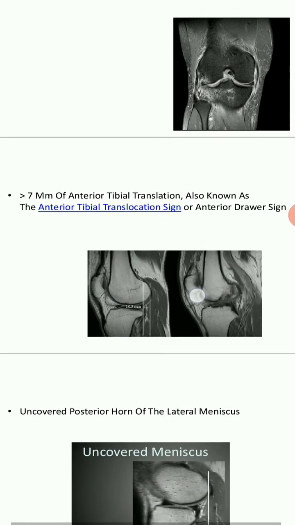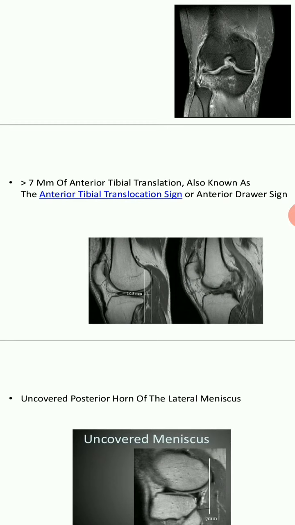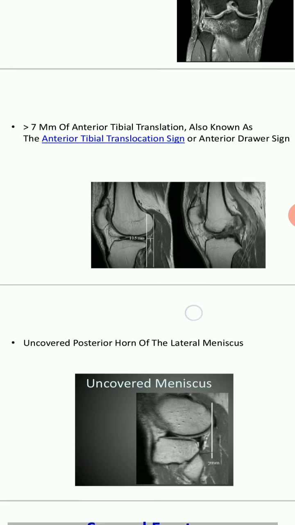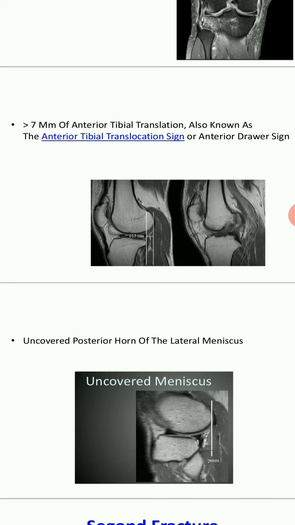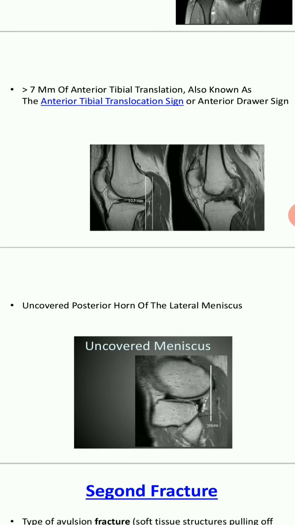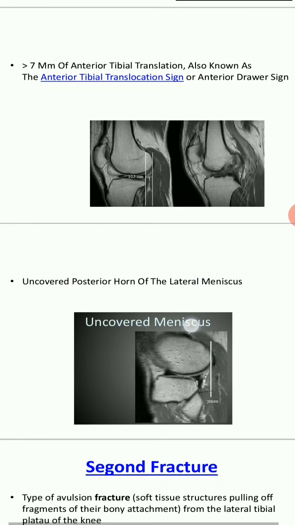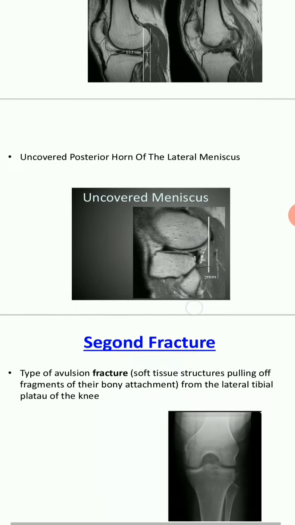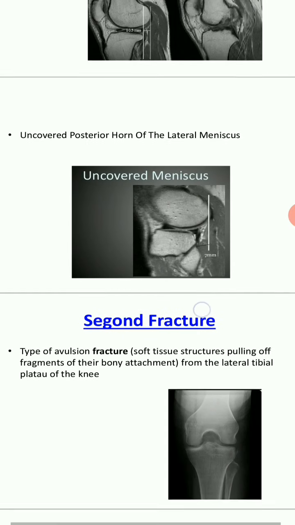Another important secondary sign is more than 7 mm of anterior tibial translation. Here we draw two lines, one vertical line along the posterior cortex of the femur and another line along the posterior cortex of the tibia. If the tibia is translated more than 7 mm anteriorly, then we can diagnose it as an ACL tear. The same thing can be seen as an uncovered posterior horn of the lateral meniscus.